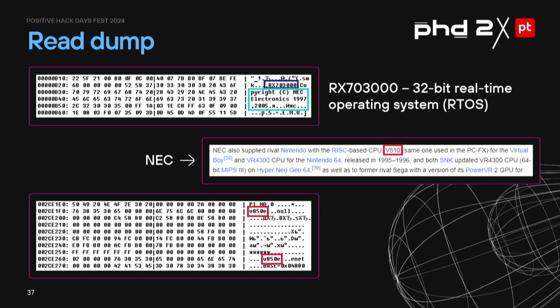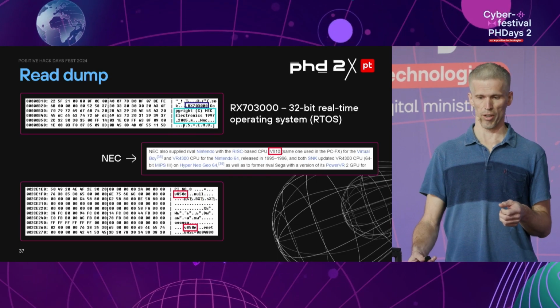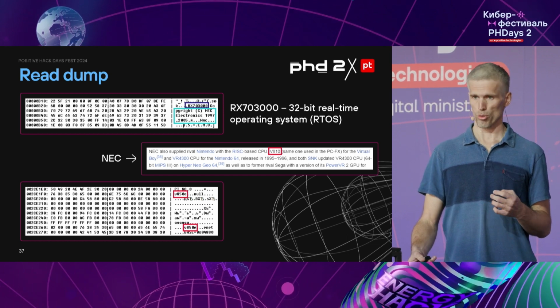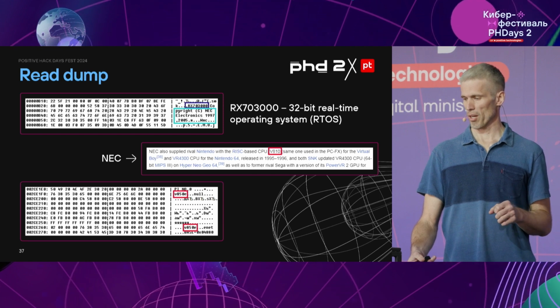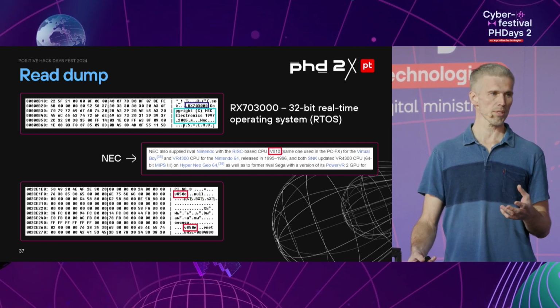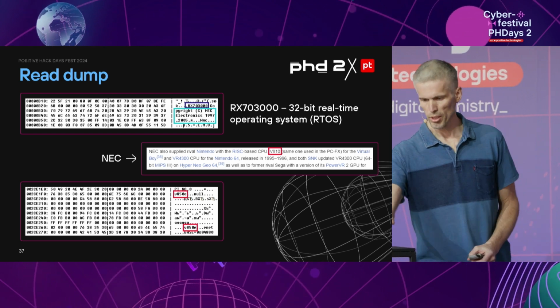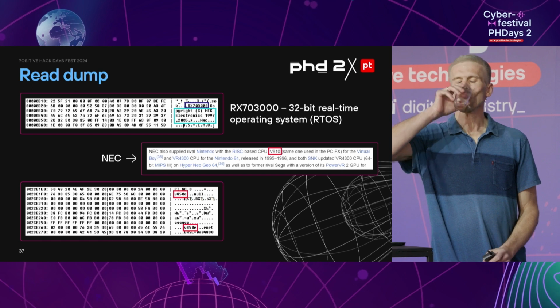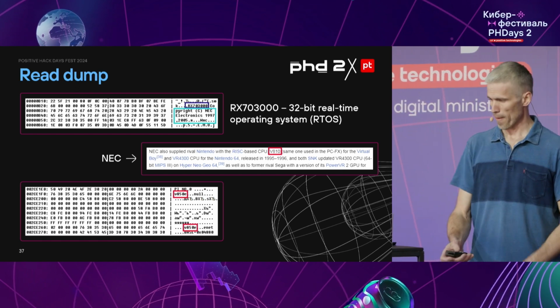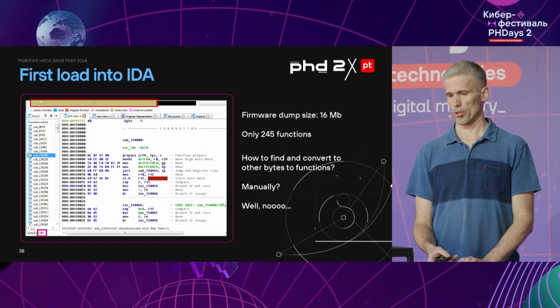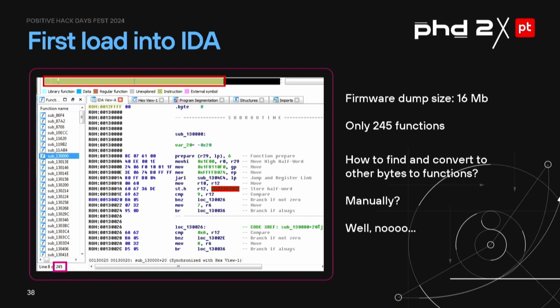I asked Wikipedia about NEC. Wikipedia told me that they had a V810 processor. And I found something looking similar in the dump. V850E. So this turned out to be the processor on which this firmware was running. I uploaded it into the disassembler.